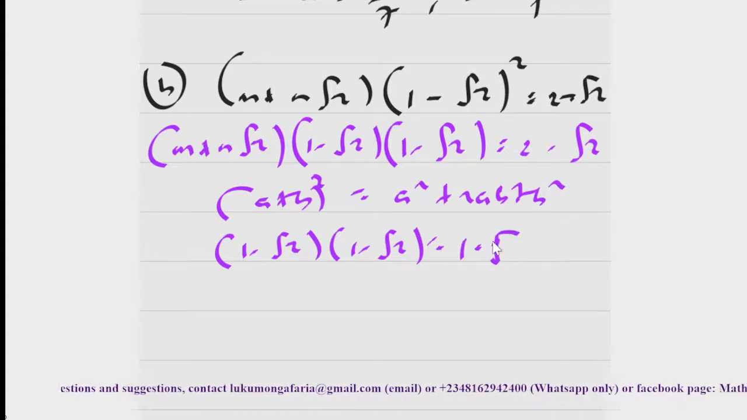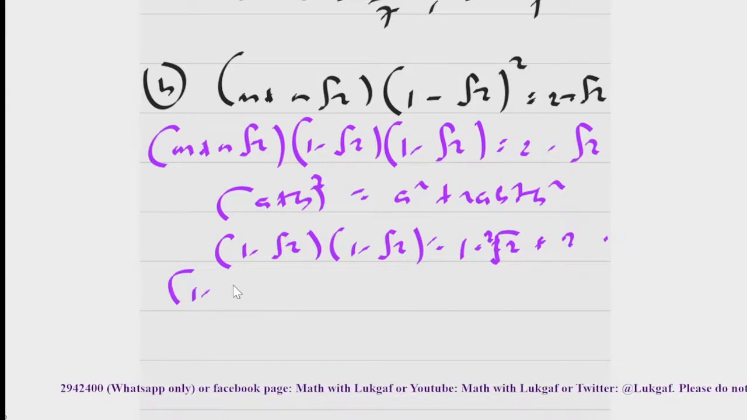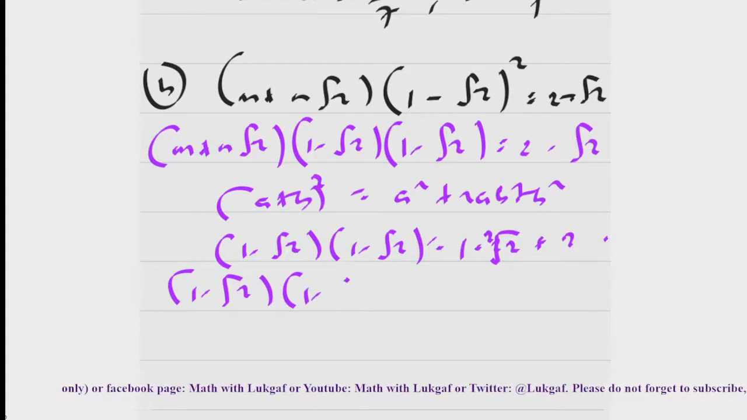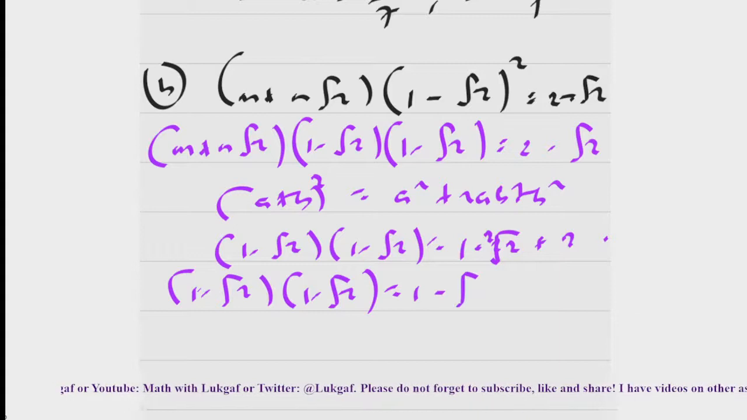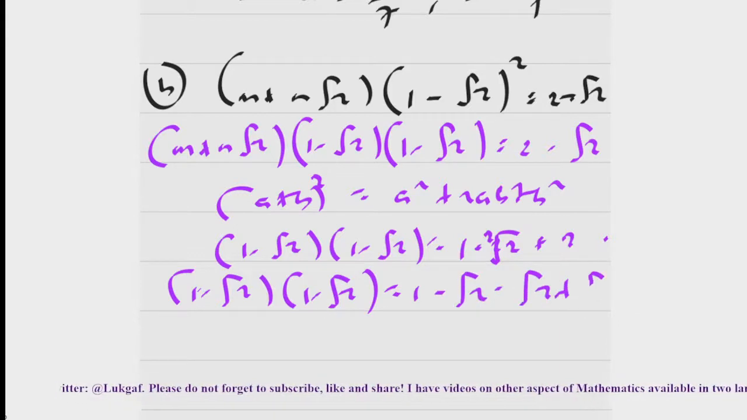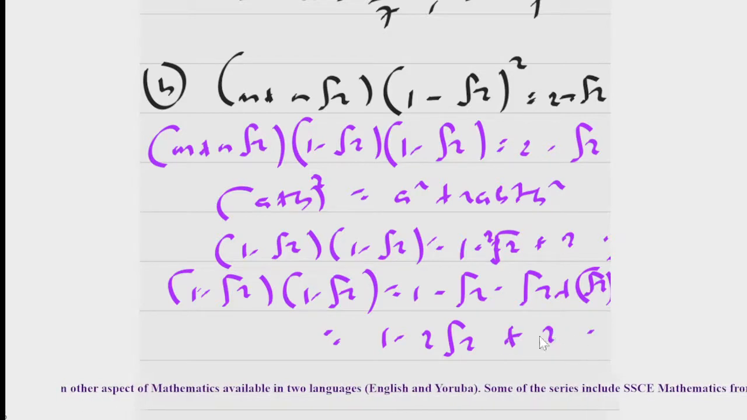Minus root 2, minus 2 root 2. So minus 2 root 2, then plus 2. You understand now? But if you don't want to stretch yourself, you can do it separately. 1 minus root 2, 1 minus root 2. That's going to give me 1 minus root 2 minus root 2 plus root 2 squared, right? So then you have 1 minus 2 root 2 plus 2, and 1 plus 2 will give me 3. That's 3 minus 2 root 2.